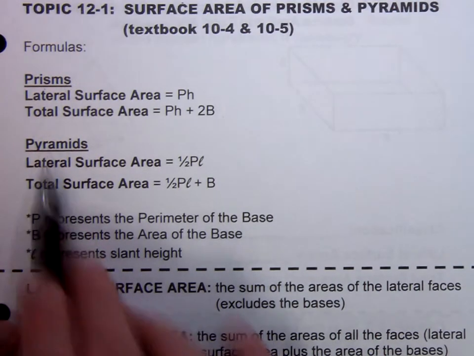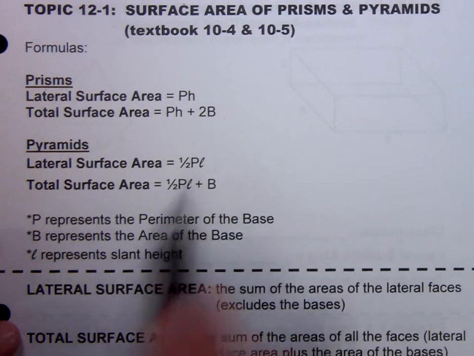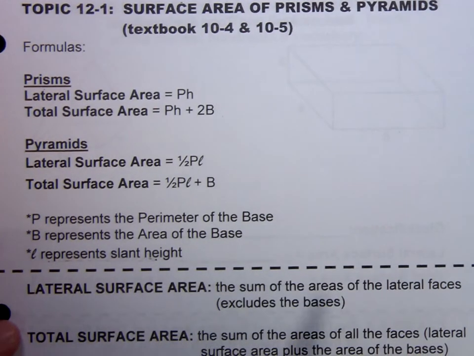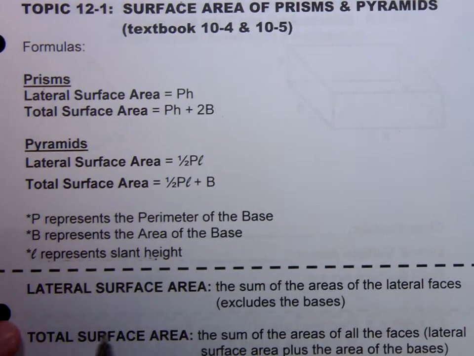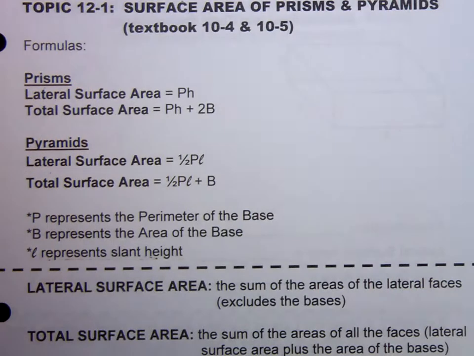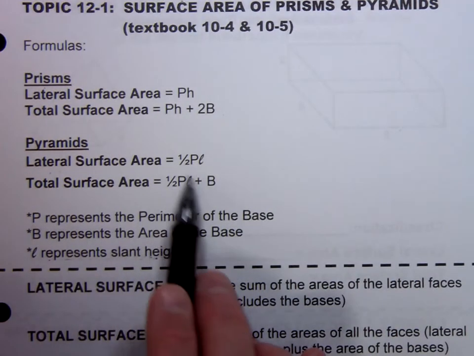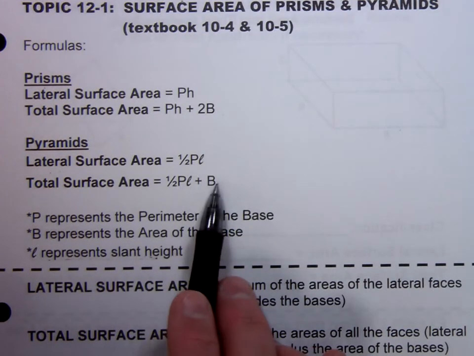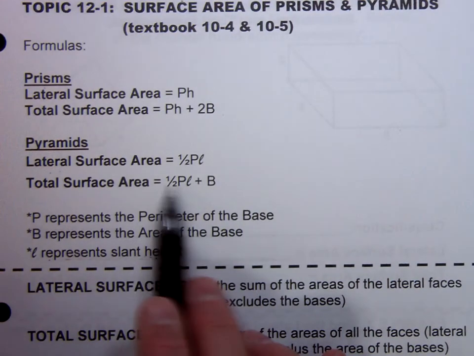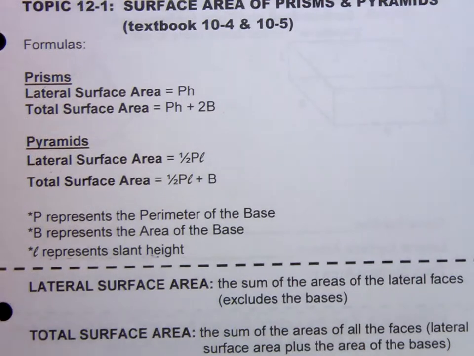For a pyramid, the lateral surface area is 1/2 times the perimeter of the base times the slant height. And slant height, it's kind of like the height of the faces, the lateral faces. In a pyramid, the lateral faces are triangles, and so it's the height of those triangles. Total surface area, again, you have the lateral surface area plus pyramids only have one base. So you get the lateral surface area plus the area of the base. So those are the formulas we'll be using.